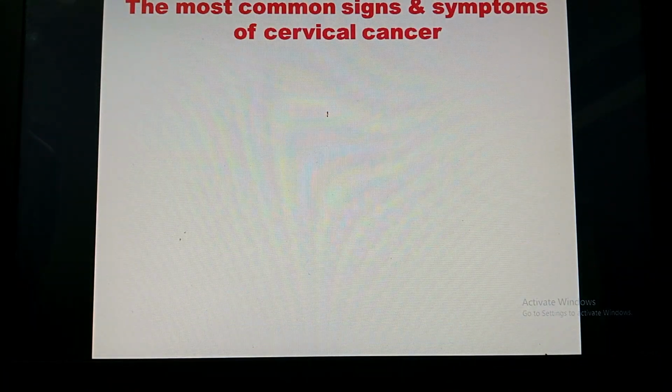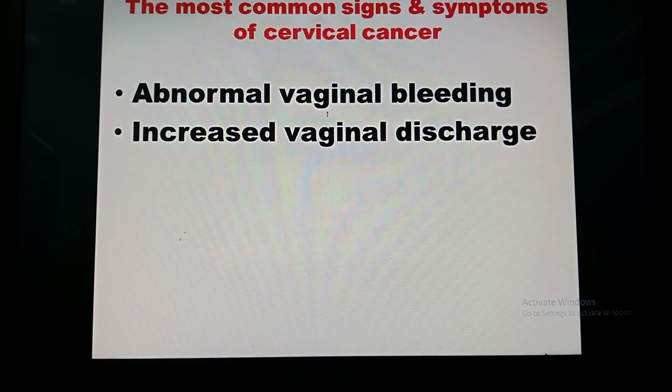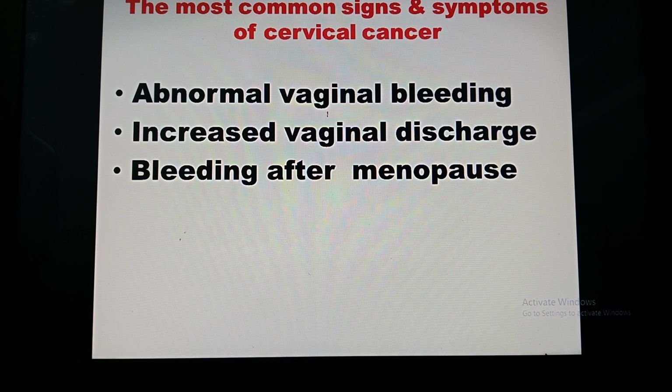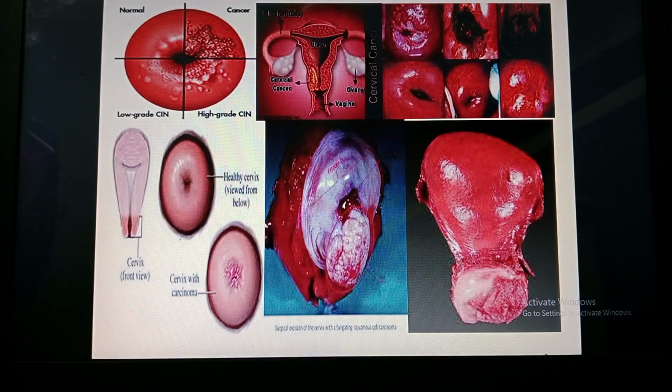So what are the common symptoms? The common signs and symptoms are abnormal vaginal bleeding, increased vaginal discharge, either white or red in color, smelly or not smelly. Bleeding after menopause. Menopause means stoppage of periods. So after stoppage of periods, even after the age of 50 or 55, getting heavy bleeding. Pain during sex as well as after sex. Severe pelvic pain. So these are the common symptoms.